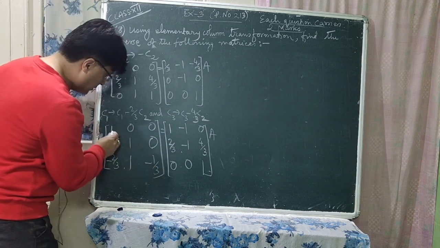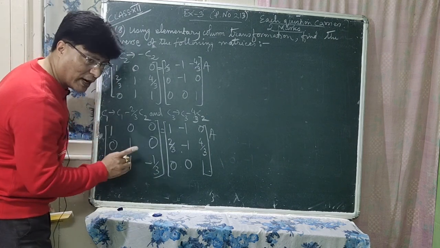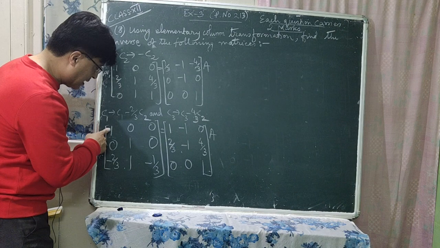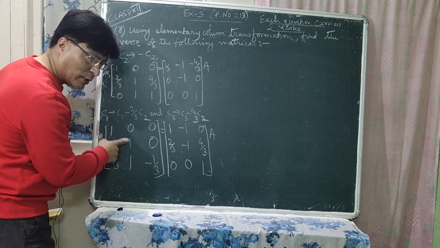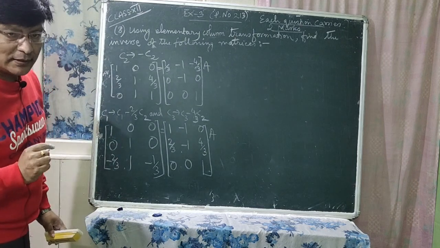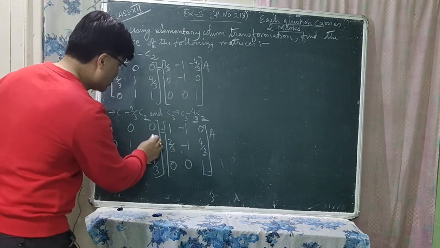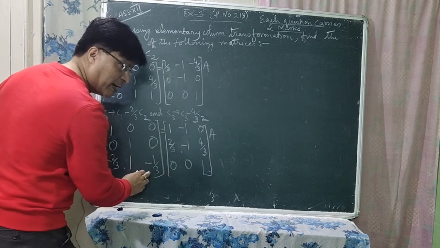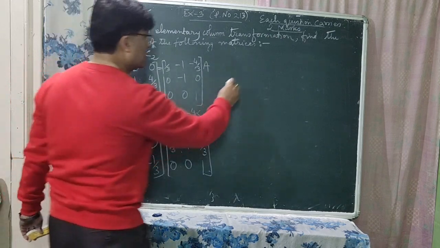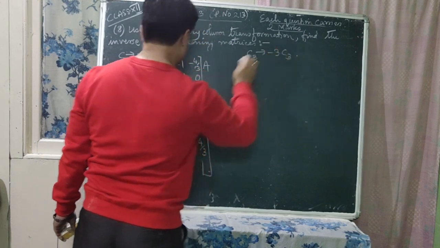Now all the elements in the leading diagonal should be made 1. This leading diagonal, first, second element, we have made it 1. So you should make this minus 1 by third 1. So how can you make it minus 1/3 as 1? So this column 3 should be multiplied by minus 3, isn't it? C3 arrow mark minus 3 C3.